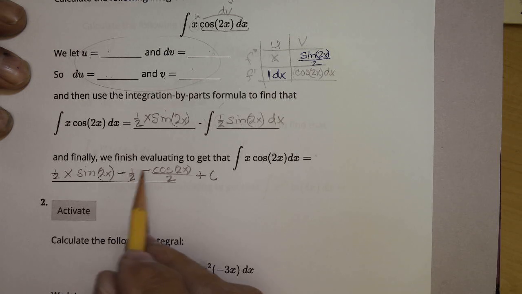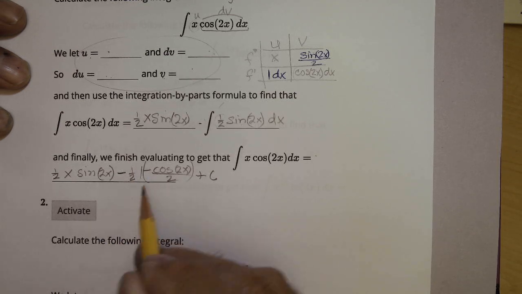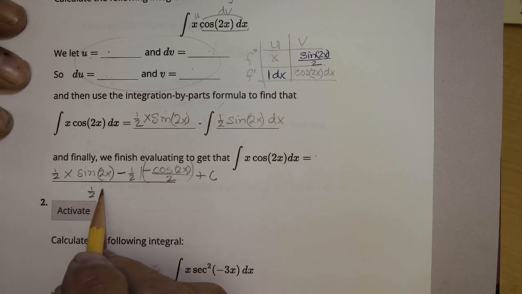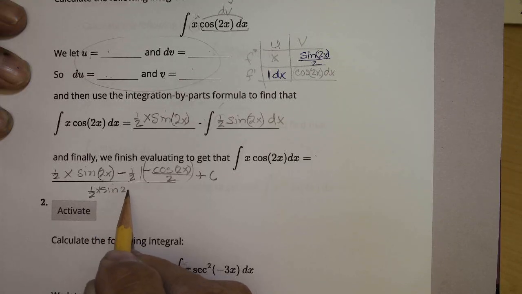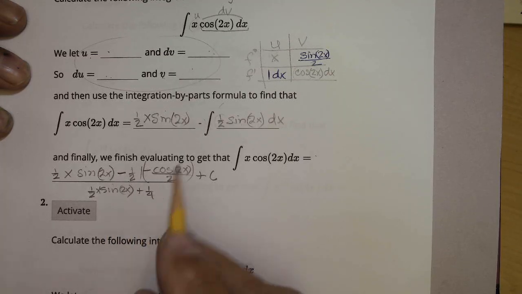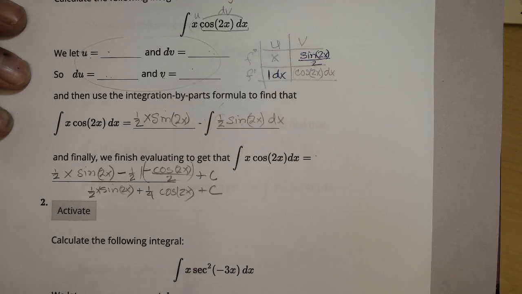So I can write this as minus a minus, that would change to plus. So that my final answer would be 1/2 x sine of 2x plus 1/4 cosine 2x plus c.